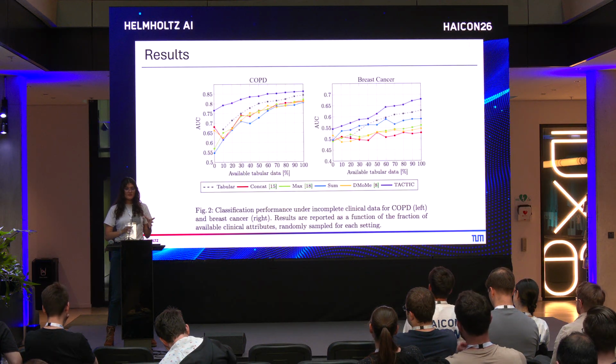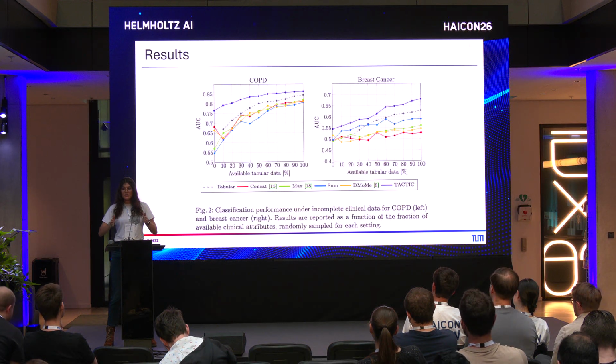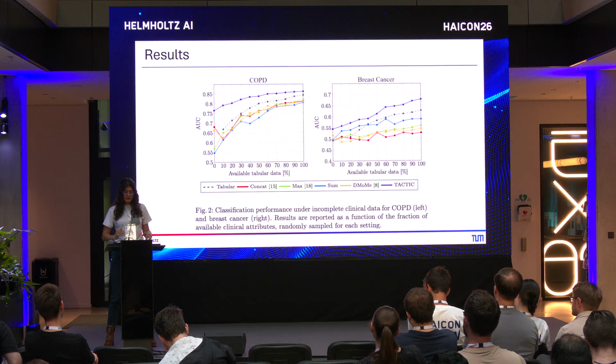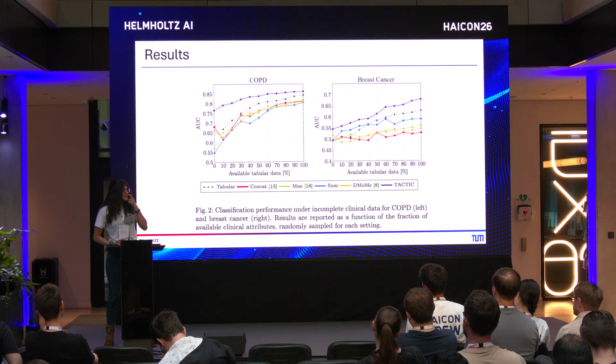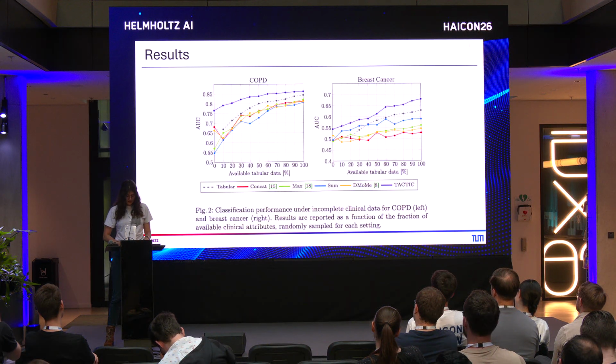And just to finish here, I wanted to also show the behavior of our model under different data availability scenarios. So here in the x-axis, we see the percentage of tabular data that we have available, and the purple line shows that tactic, our method, is above all of the others. Also, as I said at the beginning, you can see that some methods actually drop in performance when you give them very, very little tabular data, but our method is robust to this missingness.